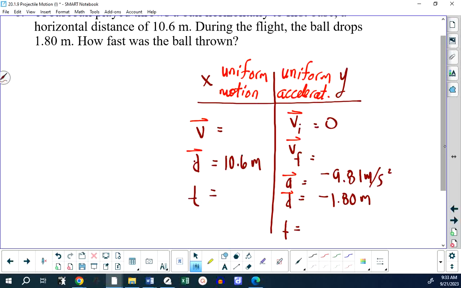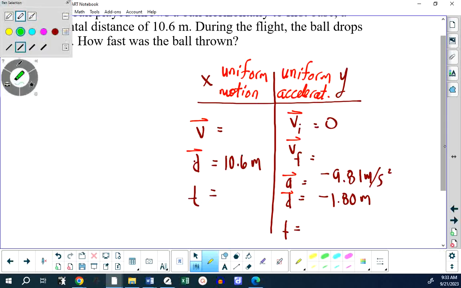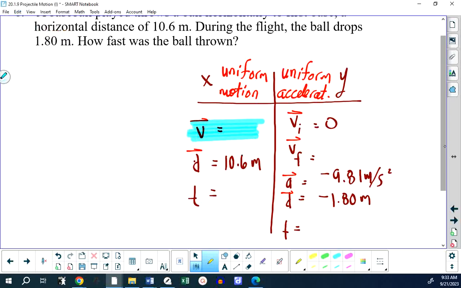So when you solve this problem, you take this kind of problem-solving approach. What am I asked to find? How fast it was thrown. But when you take a look at this information, which is connected by speed equals distance over time, or velocity equals displacement over time, it doesn't matter in this case, you're missing the time.